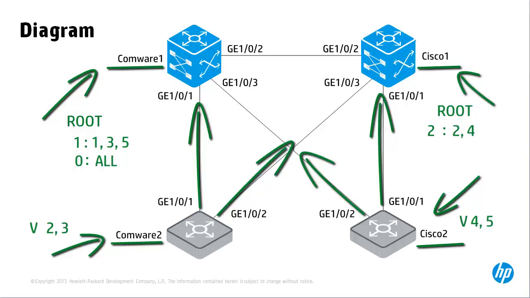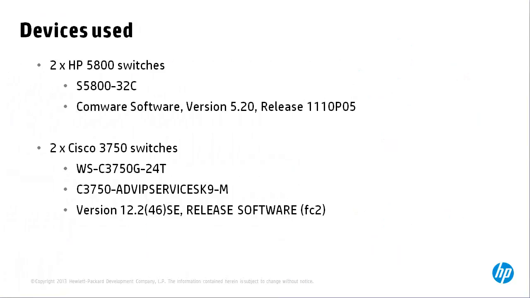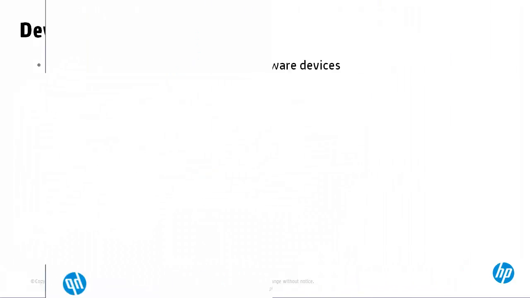And once again, this will be configured with multiple spanning tree using three instances, the default instance, instance 1 and instance 2, and the VLANs will be mapped to those instances. The devices used in this topology are two HP 5800 series switches and two Cisco 3750 switches. HP switches are running 5.2.0 version of Comware, and the Cisco switches 12.2 of Cisco IOS.